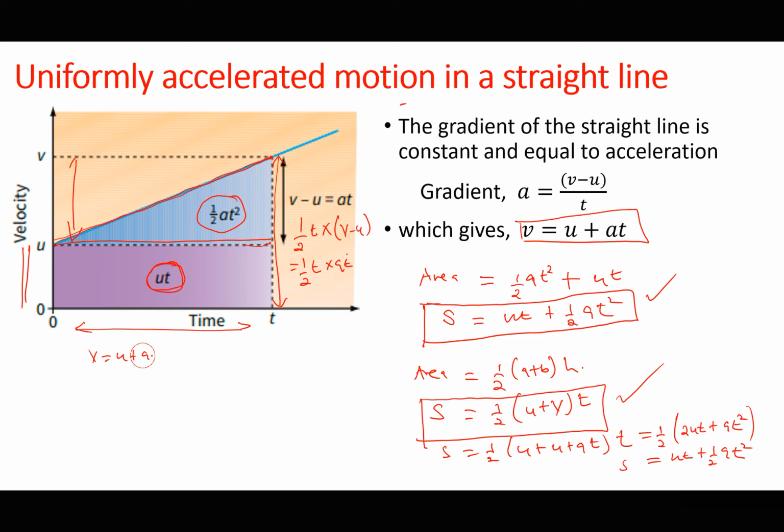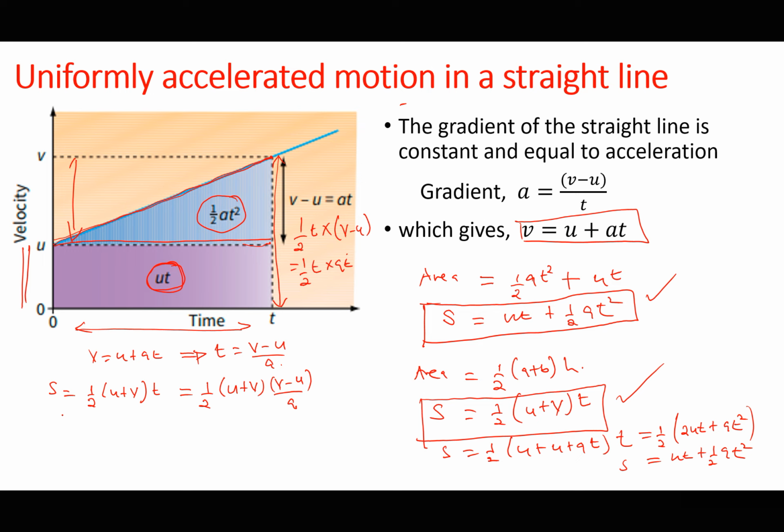This implies, this arrow symbol is for implying, that t is going to be v minus u divided by a. So from s equals to a half into u plus v times t, where there is t, I'm going to put there v minus u over a. So this becomes a half into u plus v, where there is t, I'm putting v minus u over a.